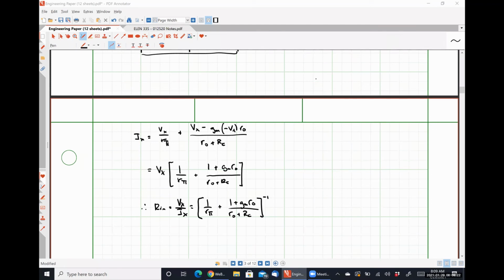So what's happening to our input resistance with the early effect included? All right. So recall that we had R in, so without early effect, was simply roughly 1 over gm, right?